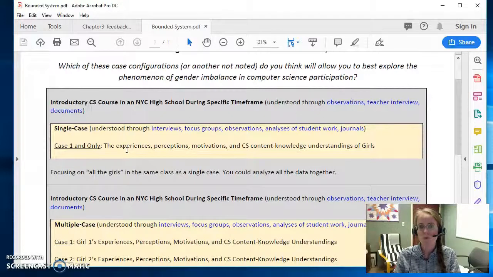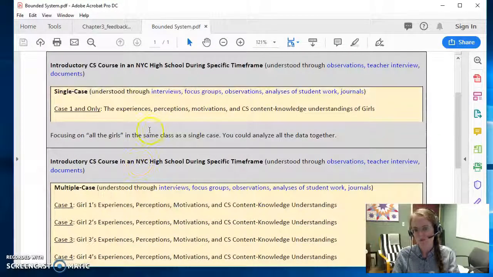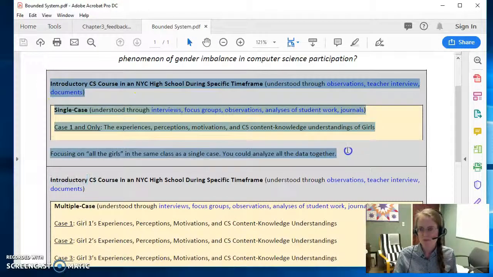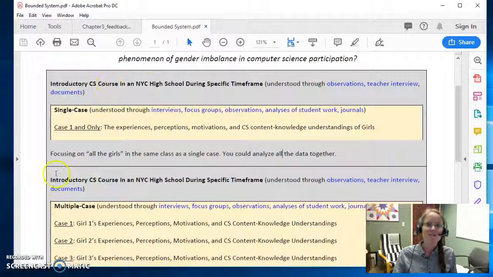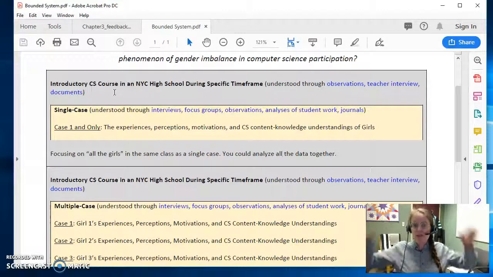So in this system, this gray square, sorry that it's a big table, I should have done it as individual different blocks, right? But this is the first bounded system, all this information right here. In this gray area, that gray area is meant to suggest this wider system of, you have an introductory computer science course that's in a New York City high school during a specific time frame. Those are like the larger boundaries.